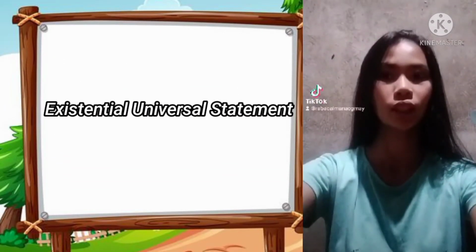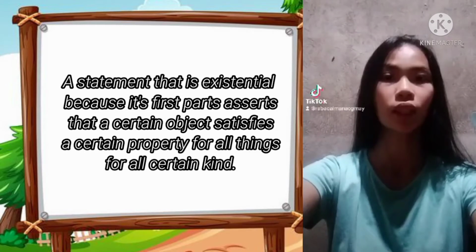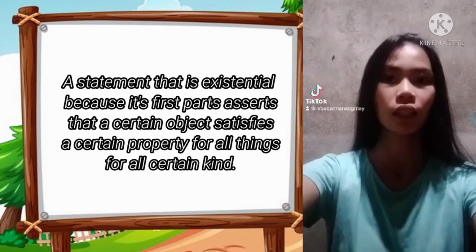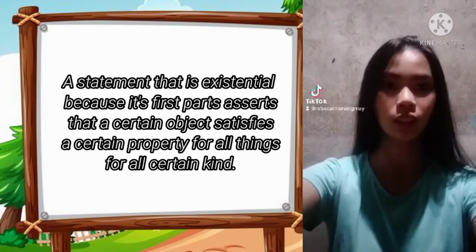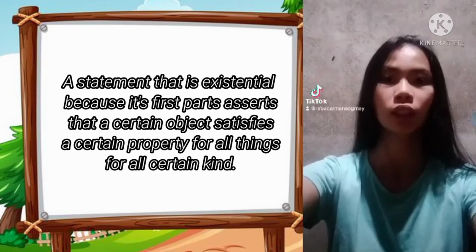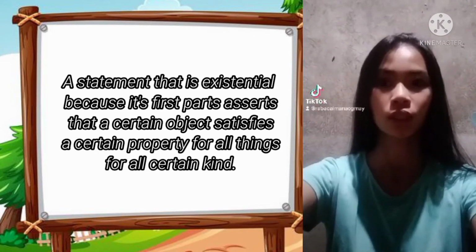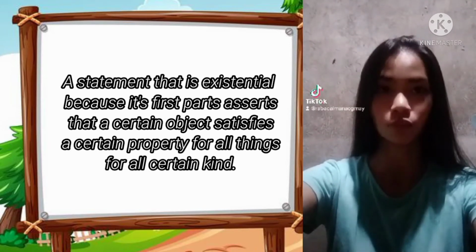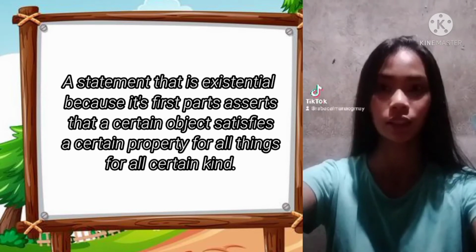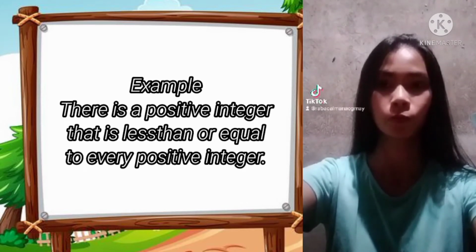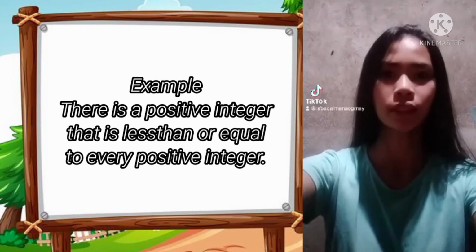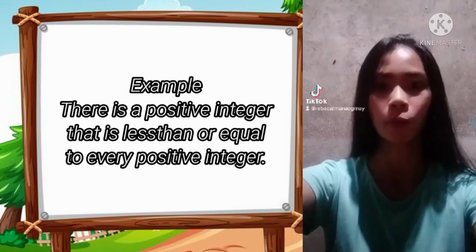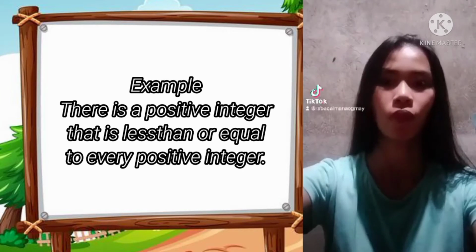Existential universal statement. A statement that is existential because its first part asserts that certain objects exist, and universal because its second part says that the object satisfies a certain property for all things of a certain kind. Example: there is a positive integer that is less than or equal to every positive integer.